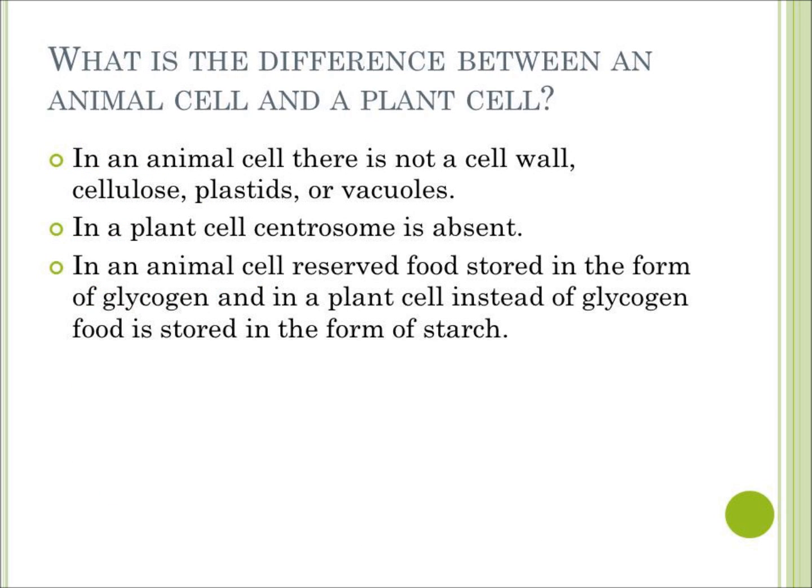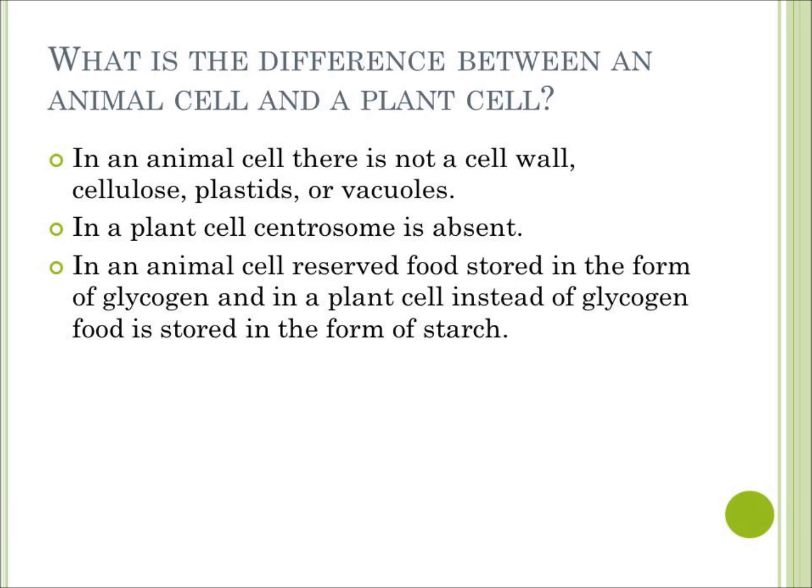Okay, with all of that being said, those right there are all the cell parts. This is not only animal cells, but also plant cells, and there is a difference between the two, and that's what we're about to talk about. What is the difference between an animal cell and a plant cell? Well, in an animal cell, there is not a cell wall, there's no cellulose, no plastids, or vacuoles. And if any of these are present, they're very small, not that much.